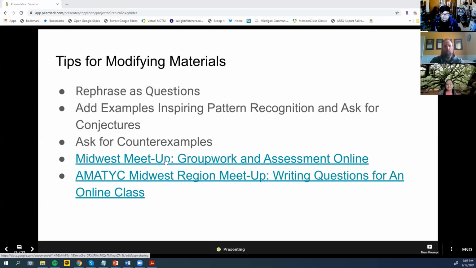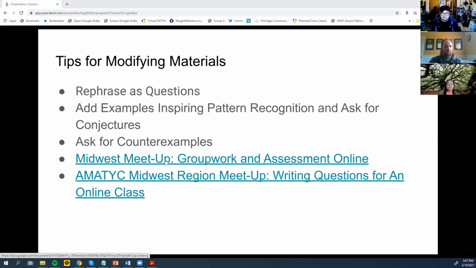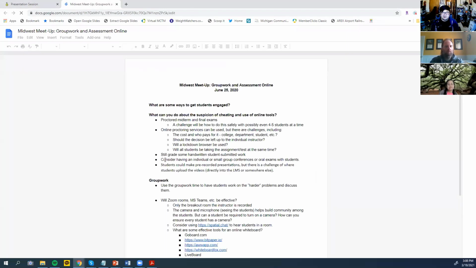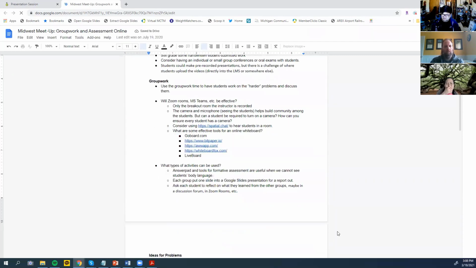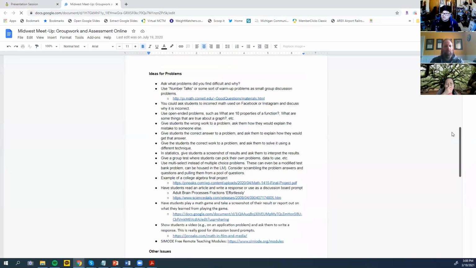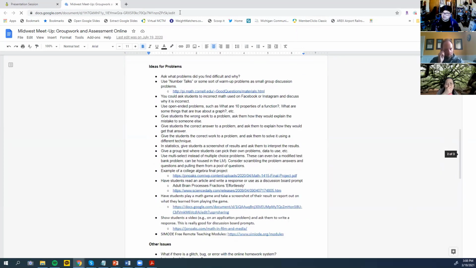Now, one thing I will say, I put these 2 documents here because last year MichMATYC had a Midwest meetup where we talked about group work and assessment online, and people came up with some of these suggestions for ideas for problems. A lot of these are things you may have thought of, like asking students why they found a certain problem difficult, or using the open-ended properties. And maybe you were being too nice, because somebody's suggestion was to list 10 properties of a function. So maybe you up it from 5 to 10, who knows?